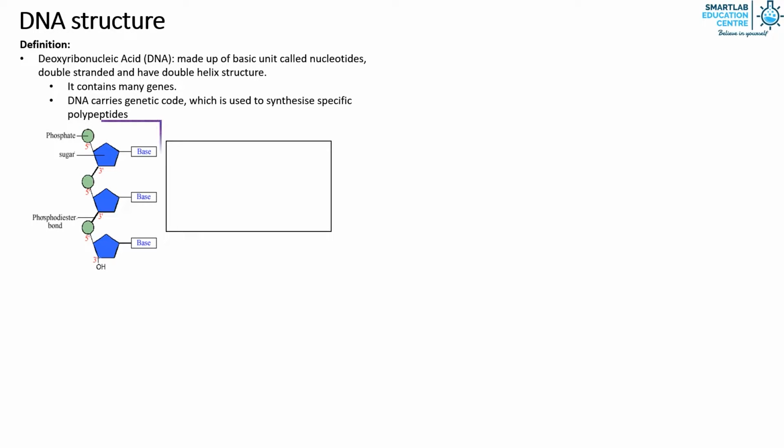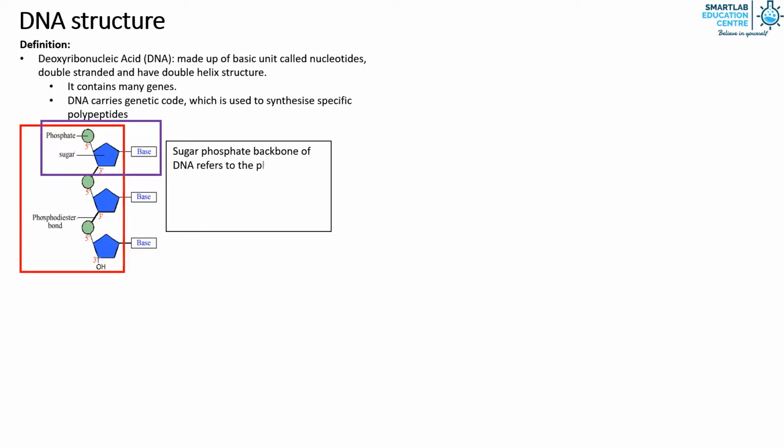As you can see in this picture, in general DNA is made up of many nucleotides that have a phosphate group, sugar and nitrogenous base. The sugar-phosphate backbone of DNA, which is the red box, refers to the phosphate and sugar, which is deoxyribose, as this is DNA. The nucleotides are joined together by phosphodiester bonds.